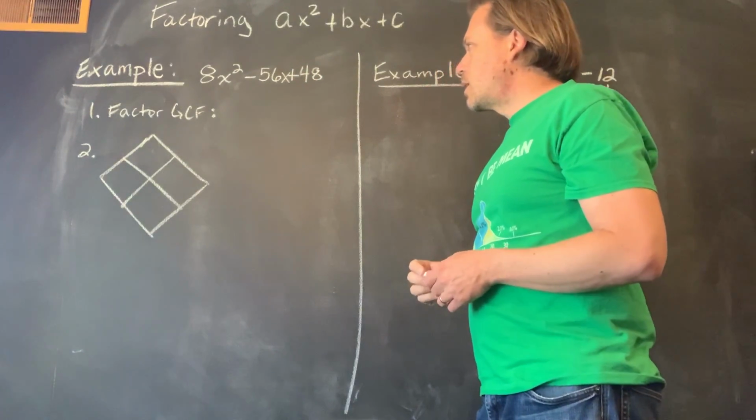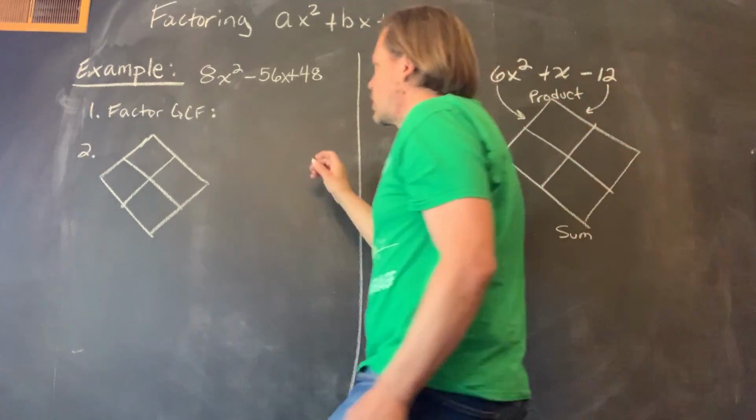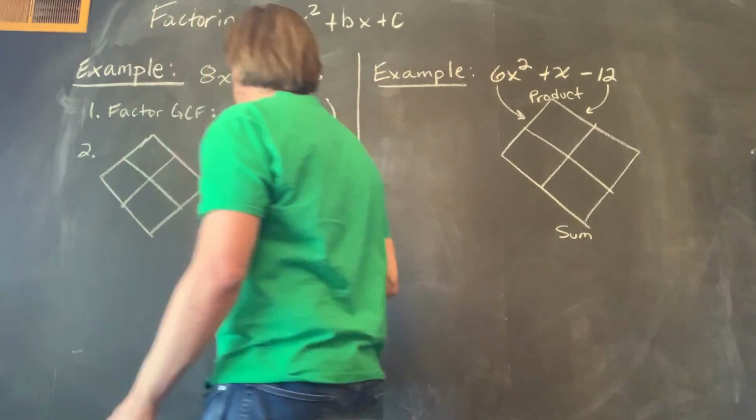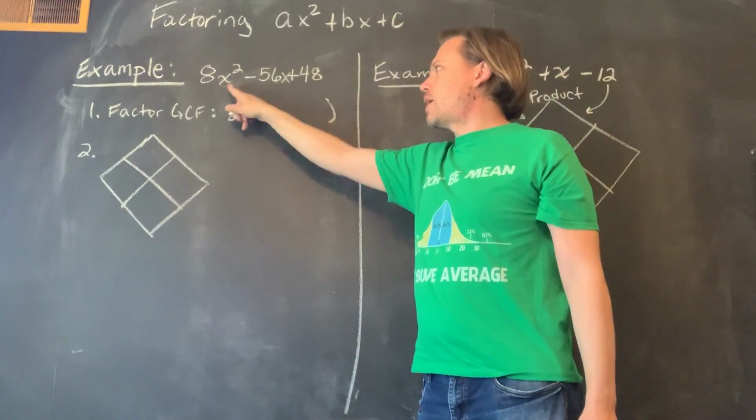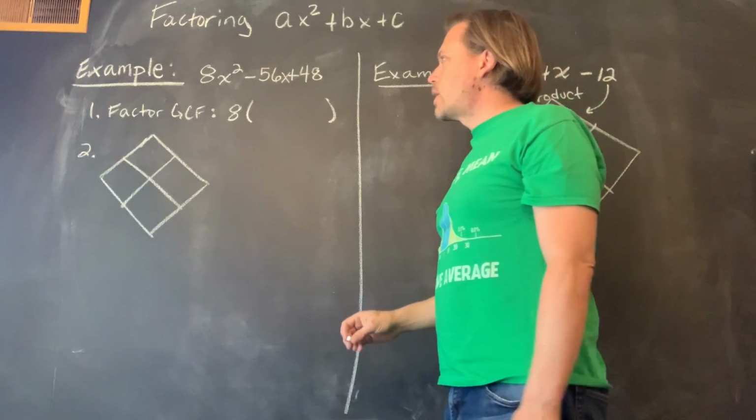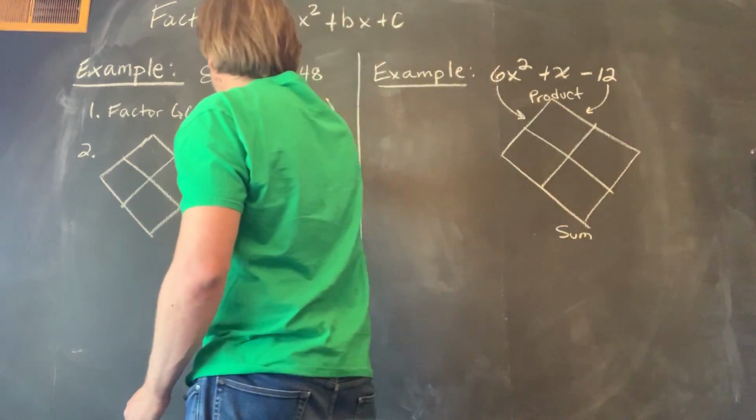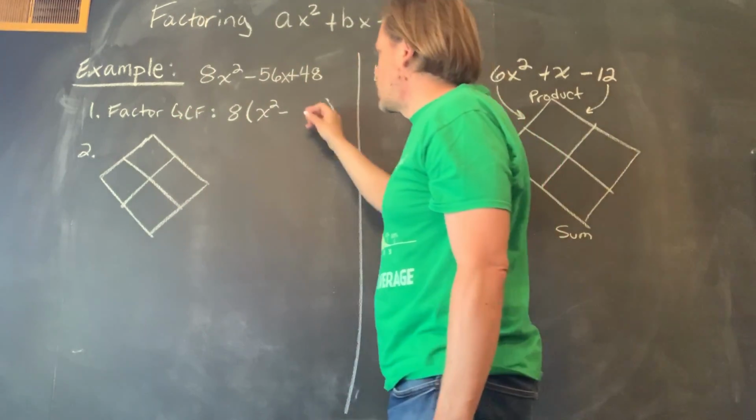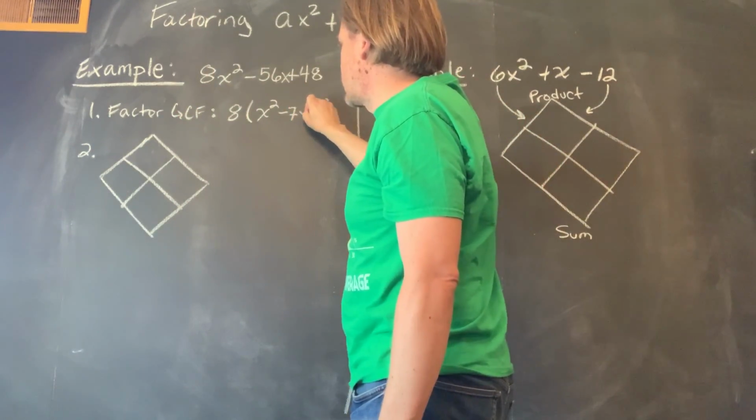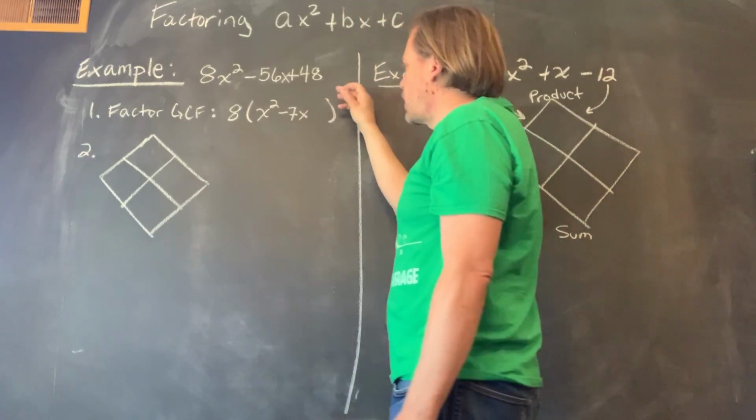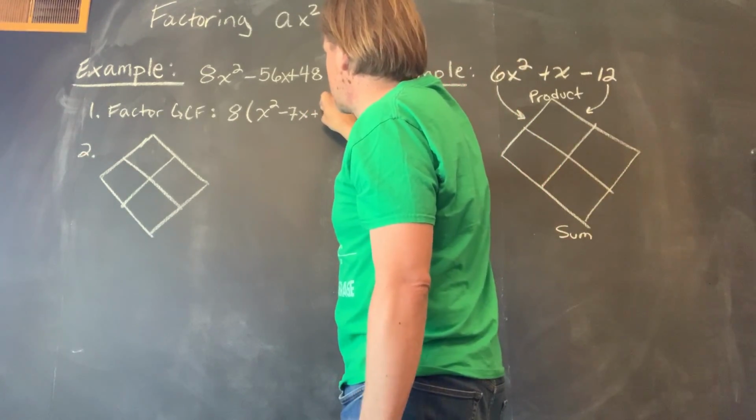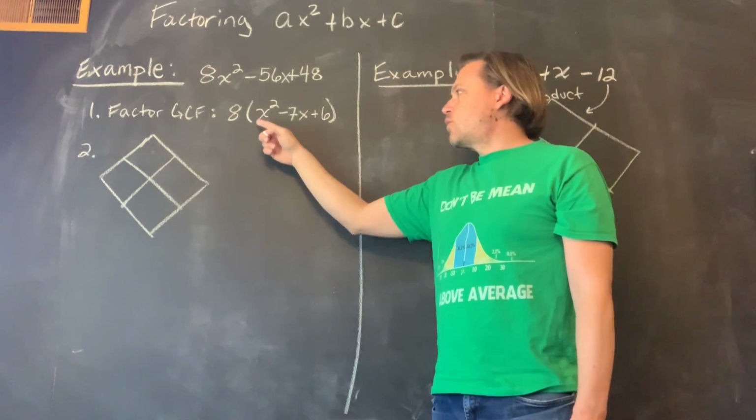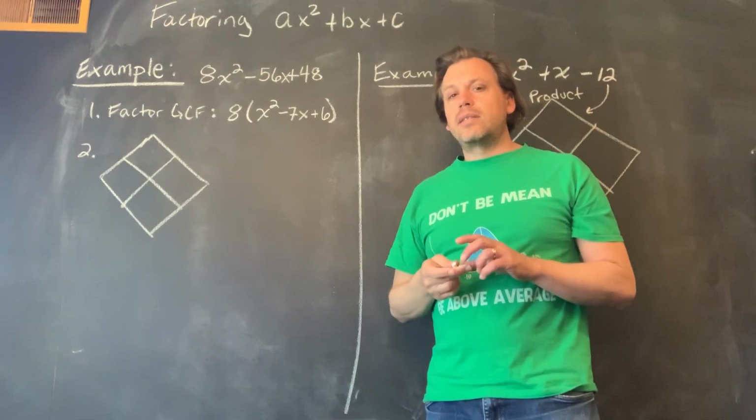So if I divide 8 out of each of those, I'll put an 8 outside my parentheses. And inside the parentheses is my answer after doing the division. So 8x squared divided by 8 is just x squared. 56 divided by 8 was 7, we said, so we'll put minus 7x. And then 48 divided by 8 is 6, so plus 6. So now what we want to do is factor what's inside the parentheses.